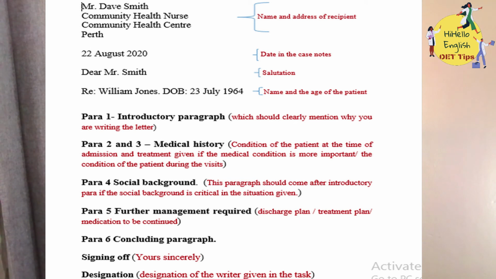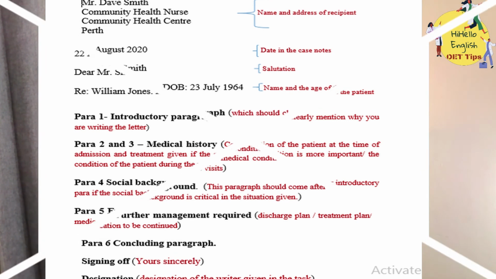In paragraph 5, you can give further management plan required for the patient. It can be a discharge plan or a treatment plan or medications to be continued. Your paragraph 6 can be your concluding paragraph. Then you can sign off saying Yours sincerely. Please note that the Y of Yours should be a capital Y and there is no apostrophe after the R in Yours, and the S of sincerely is small. Then you write the designation of the writer given in the task.